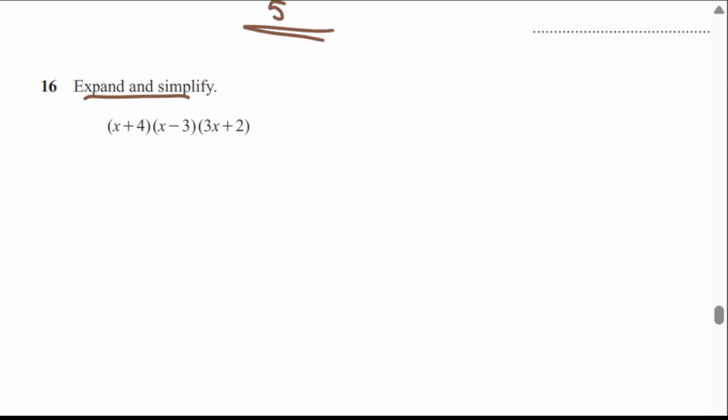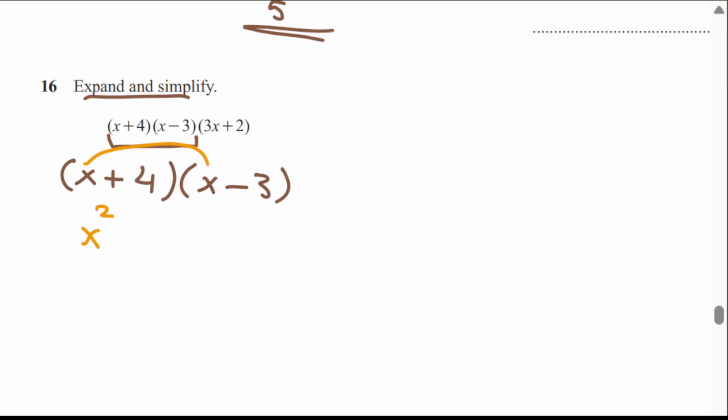What I will do here, I'll multiply these first. So let's just do this. (x + 4)(x - 3). We FOIL. So we'll start by multiplying this times this. x times x is x squared. And then x times negative 3 is minus 3x. We finished with x. And then 4 times x is 4x. And 4 times negative 3 is minus 12. We did the first one.